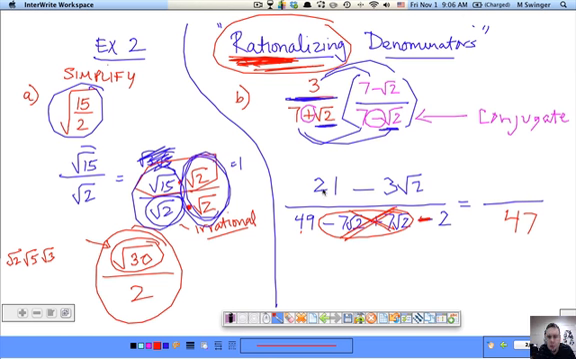These are one of the most missed problems right here. 21 minus 3 roots of 2. There's your final answer over 47. I always check though, can I simplify this? No, I'm good. Check. Done.